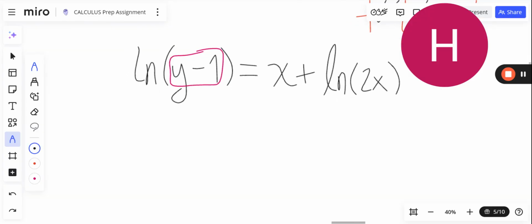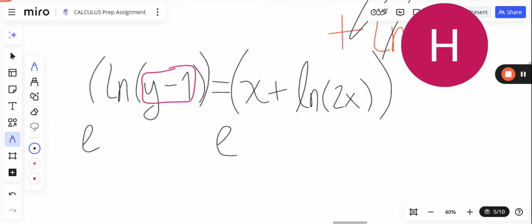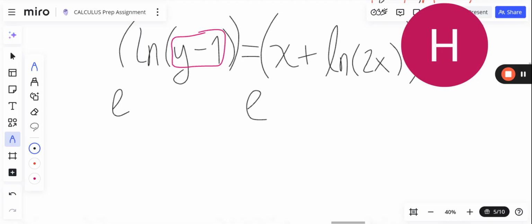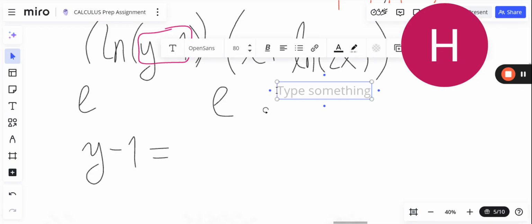So let's raise everything to the e. So e to this power equals e to, be very careful here, this power. And the ln, of course, just cancels out. This is y minus 1. But what happens on the right side? Well, you have to keep in mind that we're working with exponents here.